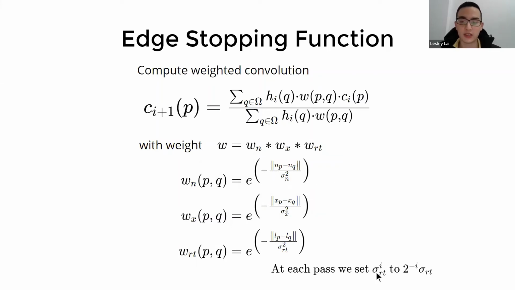At each pass, we decrease the constant of the color buffer by 2. So we kind of allow smaller and smaller variation of colors for larger filters.